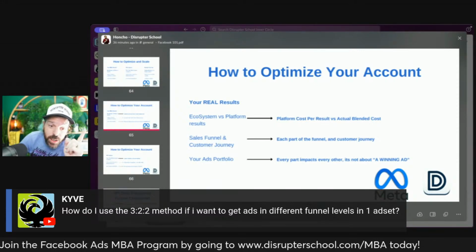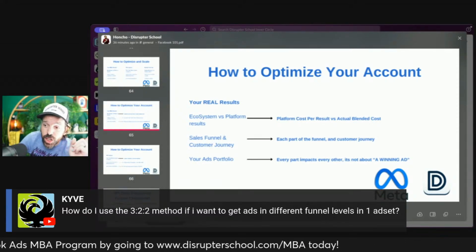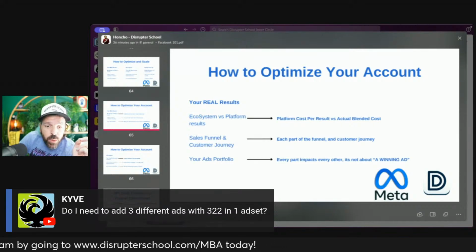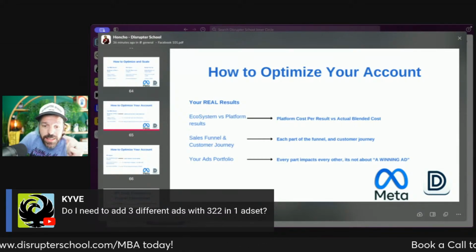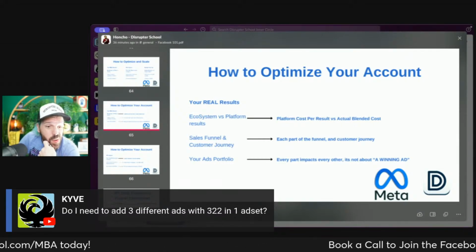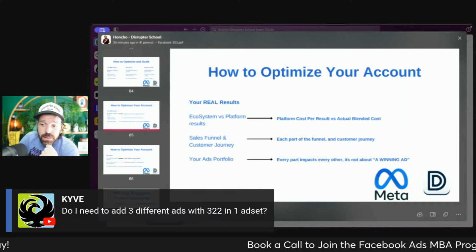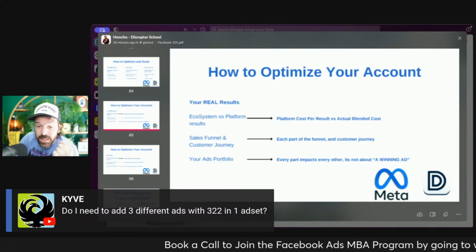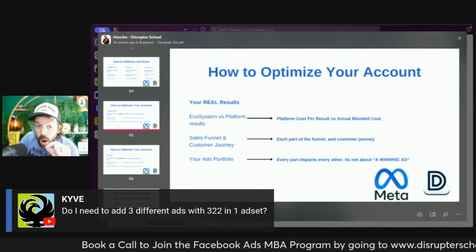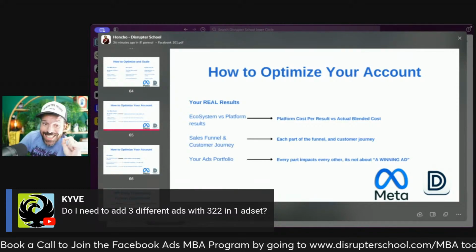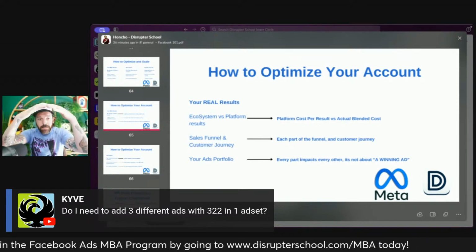Honestly, this is an amazing question because we're going to cover this in just a moment. Do I need 3 different ads with 322 in one ad set? I would recommend having 3 ads, 322 ads. I would not have more than one 322 ad in any ad set. Remember, the campaign makes the decisions.